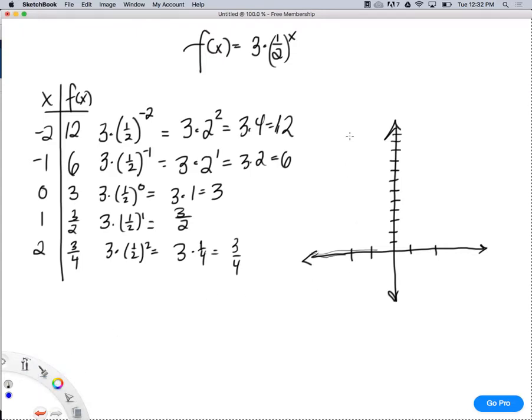-2, 12. -1, 6. 0, 3. 1, 3/2. And 2, 3/4. And there you go. Does that make sense? Yeah?